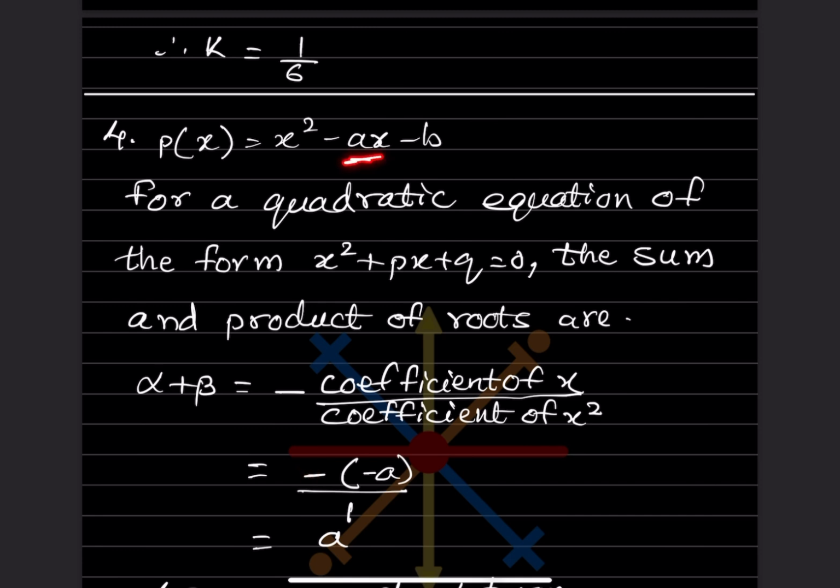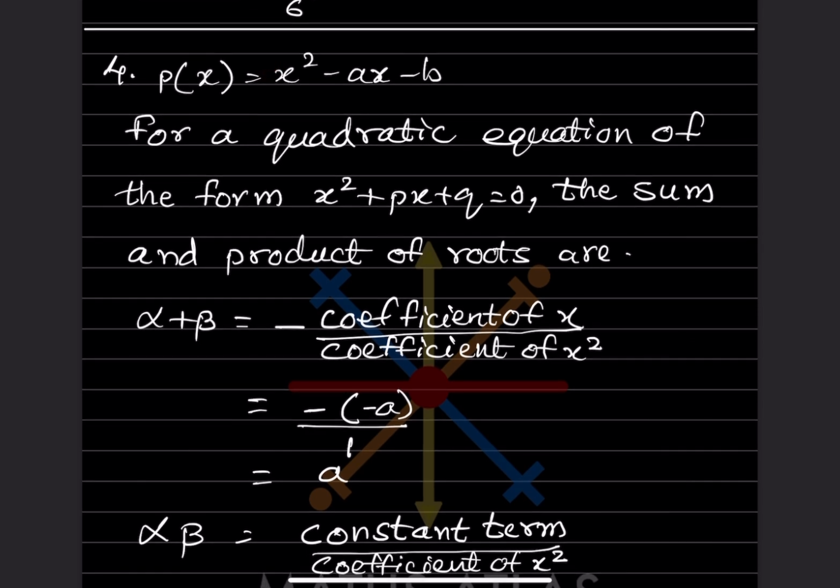So minus of, now this is minus coefficient of x. So where is x? X is here. So the coefficient of that is going to be minus a. So from the formula, that is minus of minus a, this is given in the bracket, and coefficient of x square. So coefficient of x square, nothing is written here, means there is 1. So now what we'll do, minus and minus becomes plus. So that is going to be a. A divided by 1, that is going to be a.